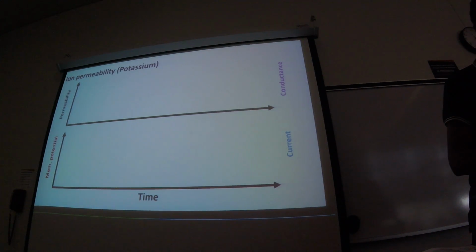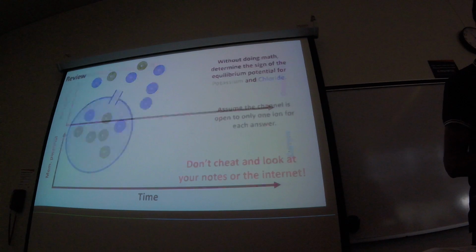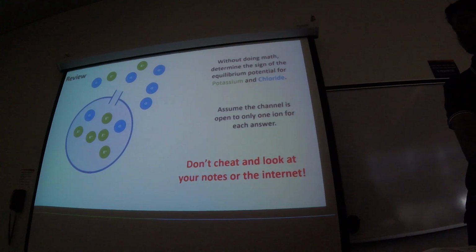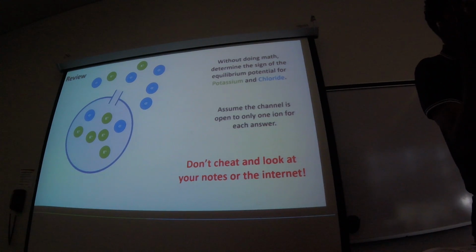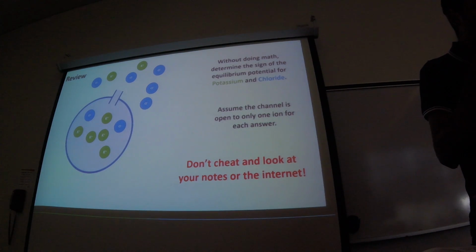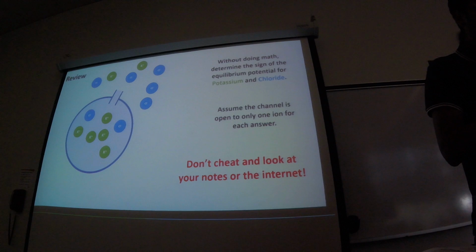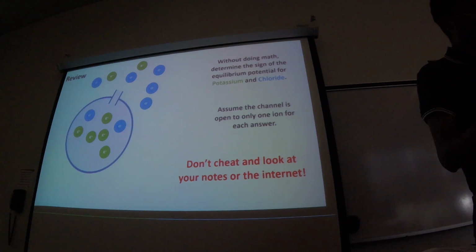Alright, cool. So start out with our inaugural review question. So here is our cell. We have a high concentration of potassium on the inside, a high concentration of chloride on the outside. So without doing any math, determine the sign of the equilibrium potential for potassium and chloride.